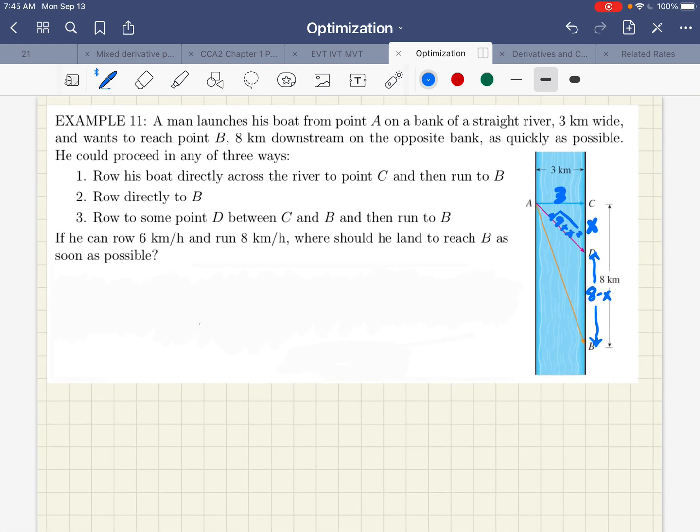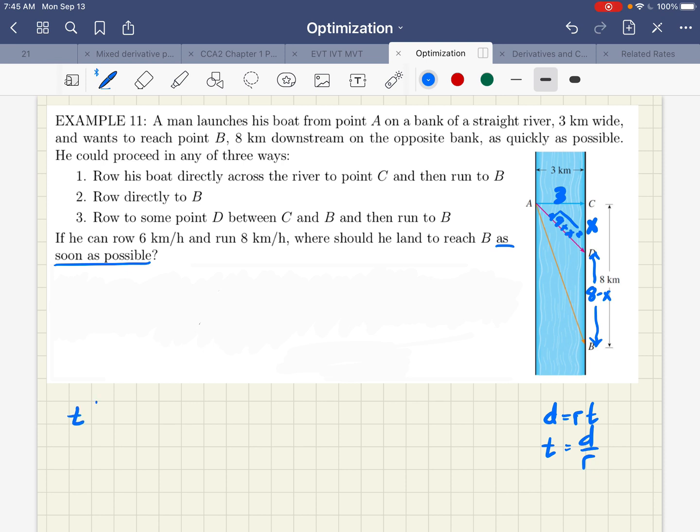So we want to minimize the time because it says as soon as possible. So we're going to want to write a function for time. And if we remember the classic distance equals rate times time, if we solve for time, time is distance over rate. So we can write a function for time.